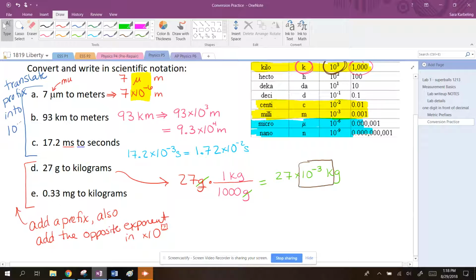Once you get it to grams, then you can. Okay, so you can only do that once you've got it. Then we have to divide that. Which part? To get to the kilograms? Yeah. So I would convert it to grams first. So 0.33 times 10 to the negative 3 grams. Does that make sense?